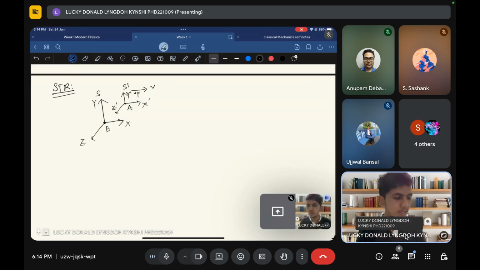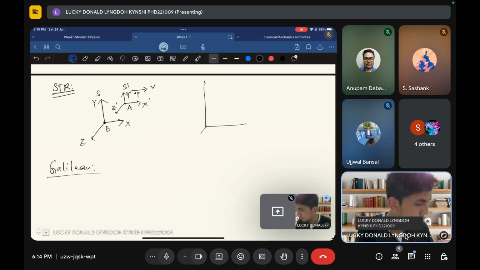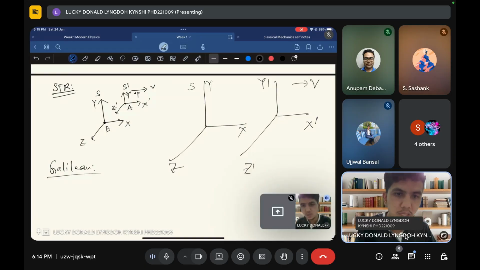So what do we see? I'll quickly write the Galilean transformation. Let me draw it bigger, I think that will be better. This is S, this is y, this is x, this is z, this is x prime, this is y prime, and this is z prime. Since this frame is moving with the velocity v, the distance between the two origins is v times t, right?